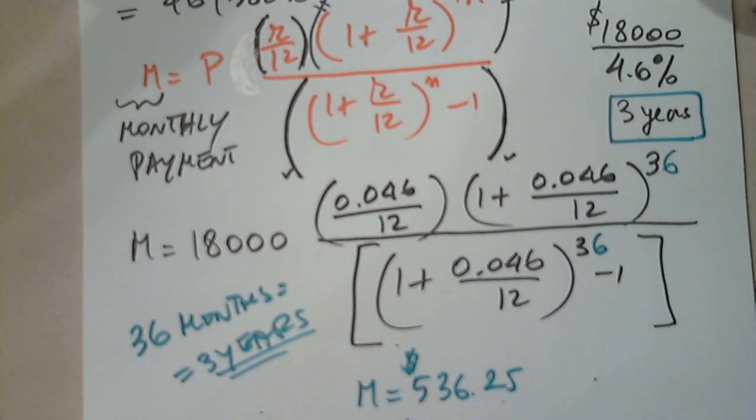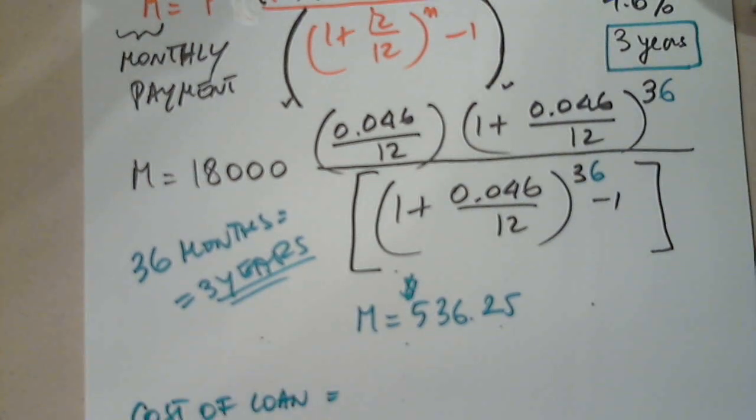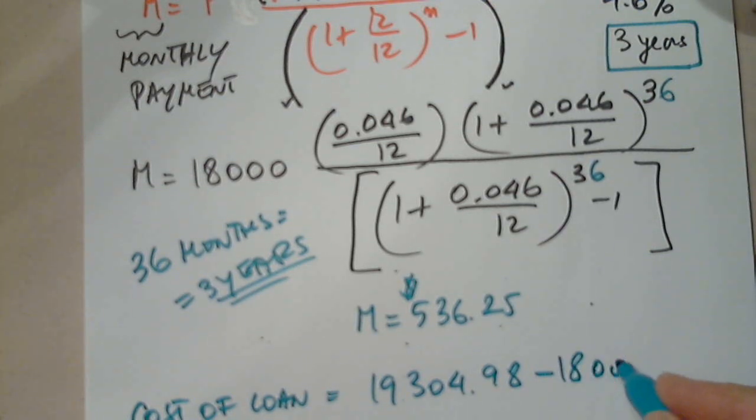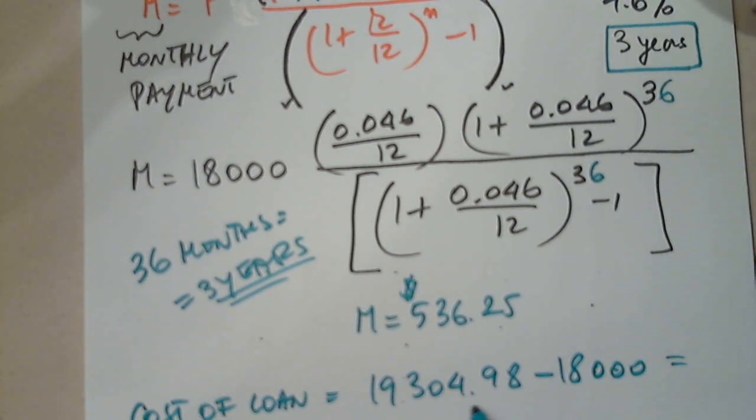Cost of loan. The cost of loan would be 19,304.98 minus 18,000. This is the cost of the loan. So it's 1,304.98.